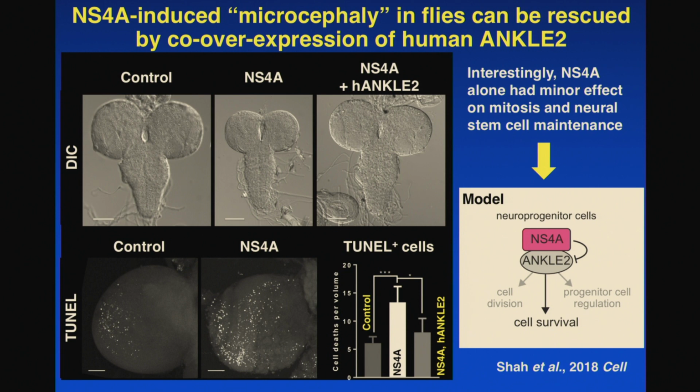And indeed, when we express NS4A in the flies, we get a small brain, and we can fully rescue that by overexpressing the human ANKLE2. And we've now shown that indeed there is a tight interaction between this NS4A and the ANKLE2 protein in that it inhibits the whole pathway. And it's interesting because 3 genes downstream of ANKLE2 also cause microcephaly. And so this is a new human microcephaly pathway.